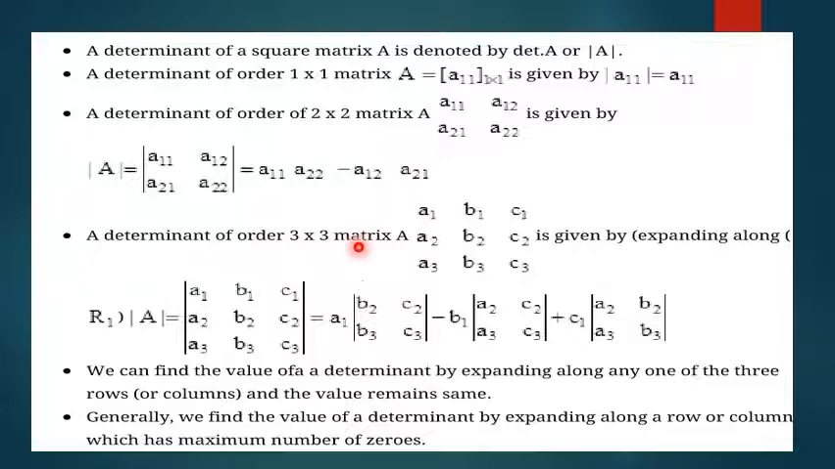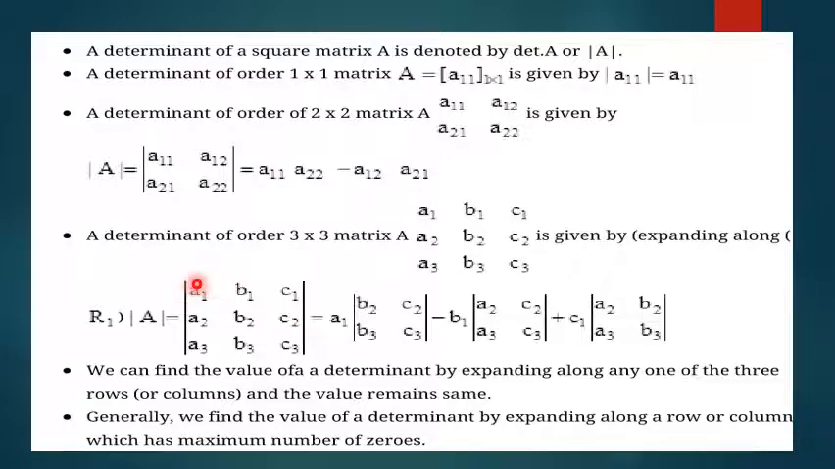Then the determinant of order 3 of matrix A, that is A1, B1, C1, A2, B2, C2, A3, B3, C3, is given by expanding along the row. Take the first element of the first row. If you remember, we have rows and columns, so these are 3 rows and 3 columns. So the first element of the first row, and leave the first row and first column, and whatever remains you write in determinant form, minus B1.